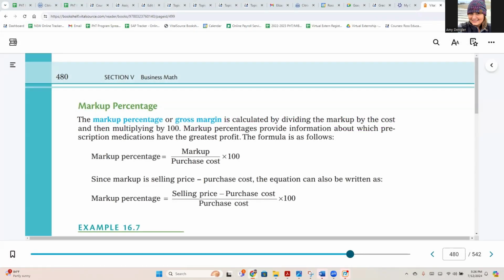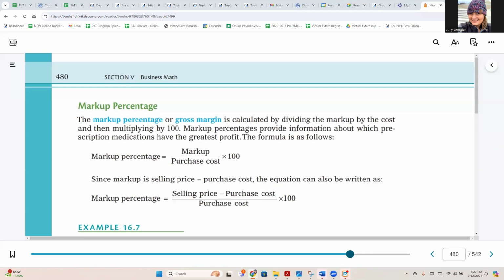The markup percentage, or gross margin, is calculated by dividing the markup by the cost and then multiplying by 100. Markup percentages provide information about which prescription medications have the greatest profit. The formula is as follows. The markup percentage is equal to the markup over the purchase cost times 100. Since markup is selling price minus purchase cost, the equation can also be written as the markup percentage is equal to the selling price minus the purchase cost divided by the purchase cost times 100.